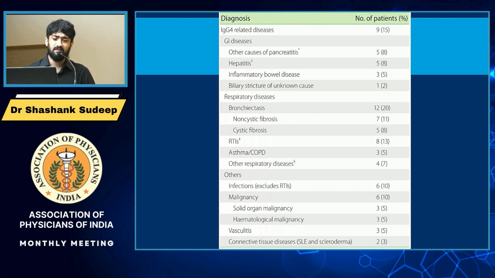These are other diseases in which IgG4 values may be elevated, as IgG4 is not specific for IgG4 related disease, but it is most commonly seen in IgG4 related diseases.